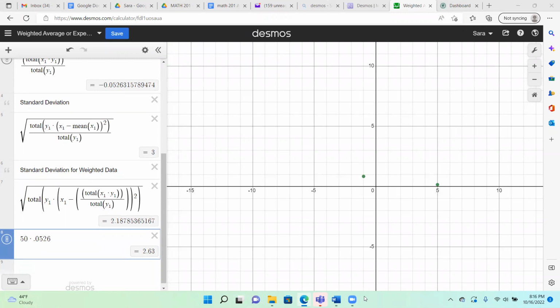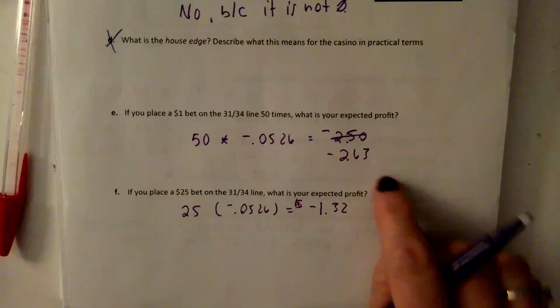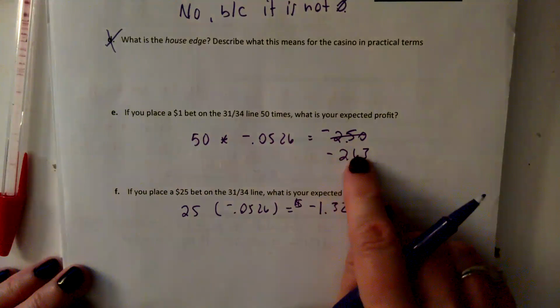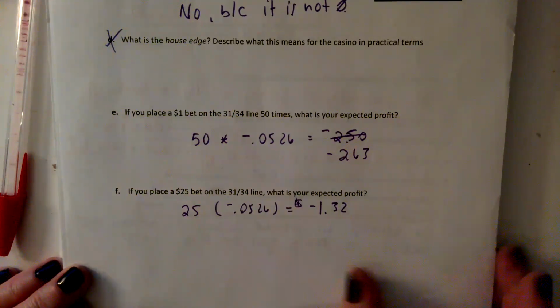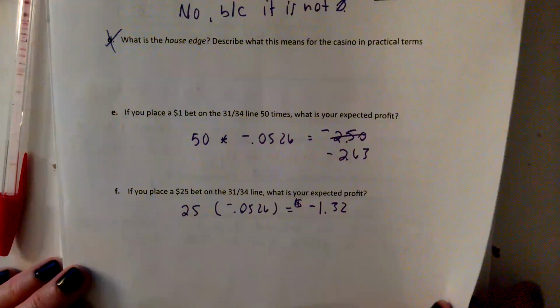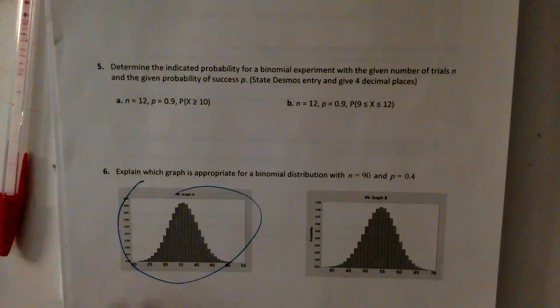So I'll show you the change. So this would have been a loss of $2.63 because I multiplied the exact values together, and a loss of $1.32. So only take what you're willing to lose at the casino. That's how that goes.